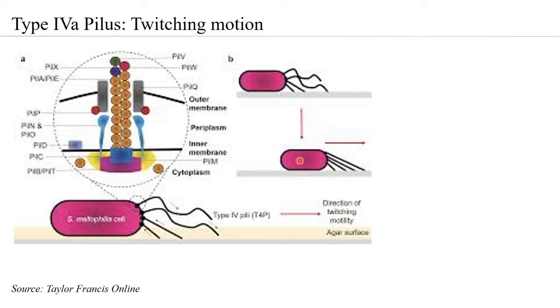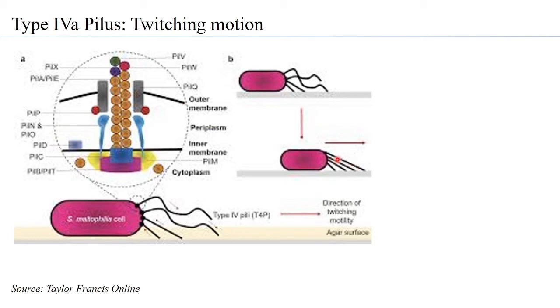Therefore, this is called the crawling movement because of the twitching. Why is it called twitching? Because you have the pilus in an extended form and then it suddenly becomes retracted. So that movement from an extension to a retraction is what is termed twitching. So this has moved from here to here.